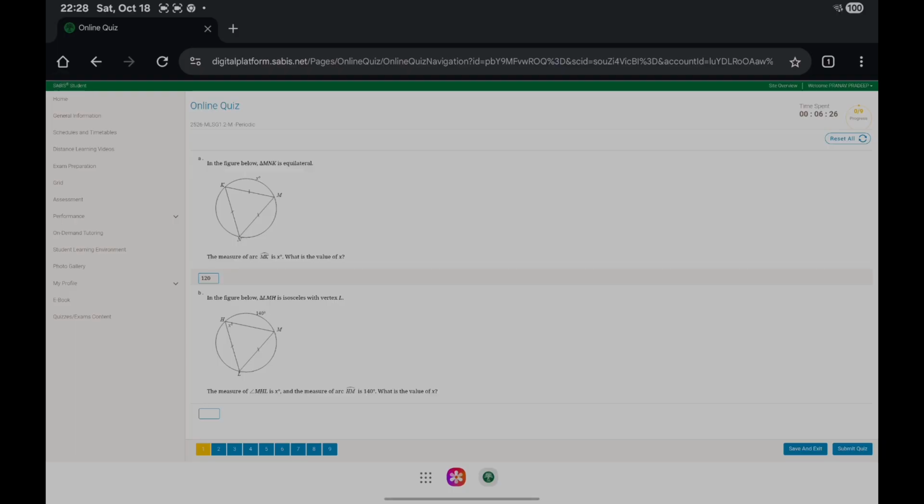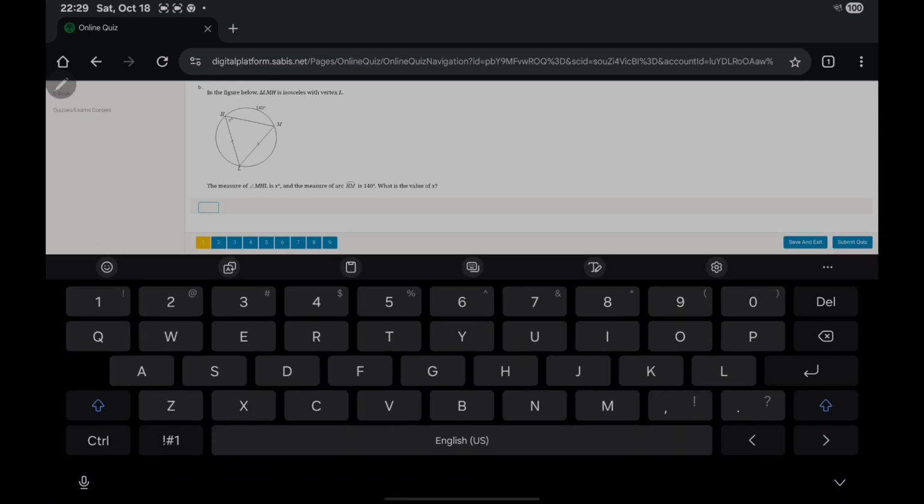And for B, we have X, and the given is arc HM equals 140. So the intercepting angle is L, so L is 70 degrees. And since this is an isosceles triangle, angle H equals angle M. So just 180 minus 70 equals 110. So X equals 110 divided by 2, you get 55. So that's your answer for this.